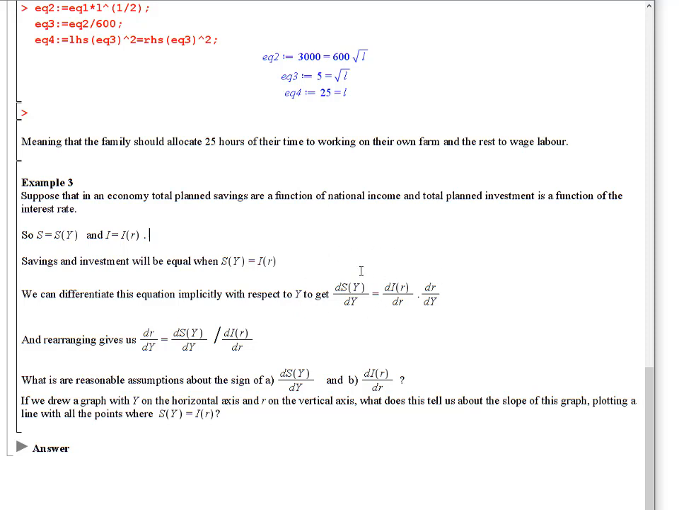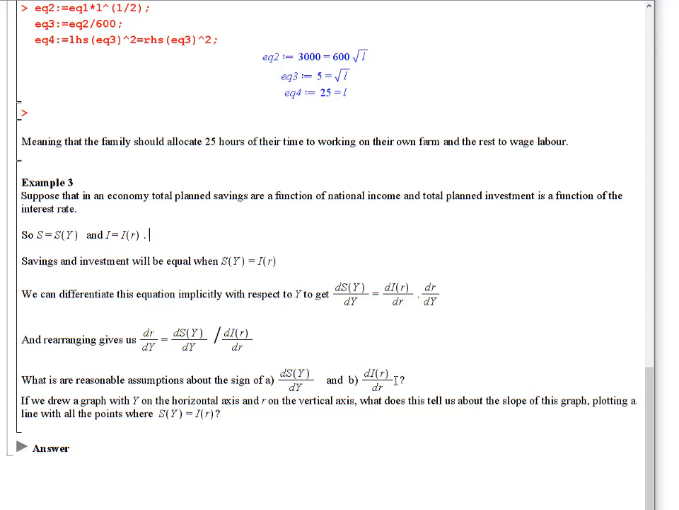Now, if you rearrange this, you can find an expression for dr by dy. This thing here is equal to this divided by that. Okay, so far so good. Now we need to think about what's a reasonable assumption for the sign of dS by dY and dI by dr. In other words, as income increases, what's likely to happen to savings? Most people assume that as income increases, people save more. So we don't know exactly what this will be, but it is very likely to be positive.